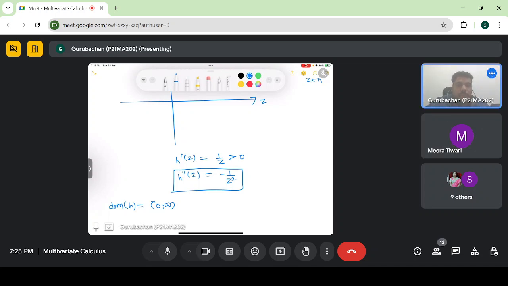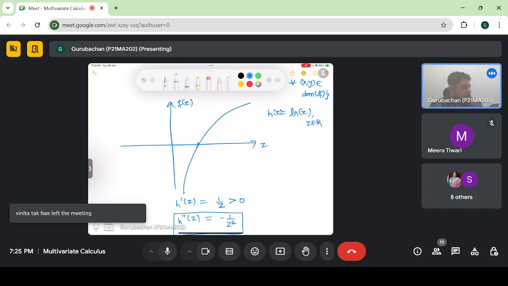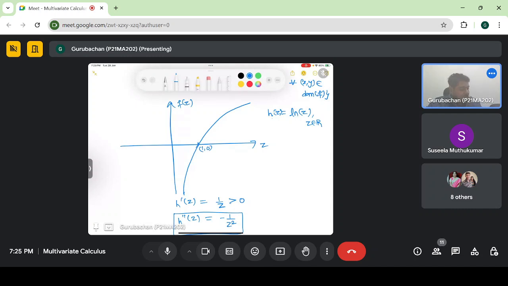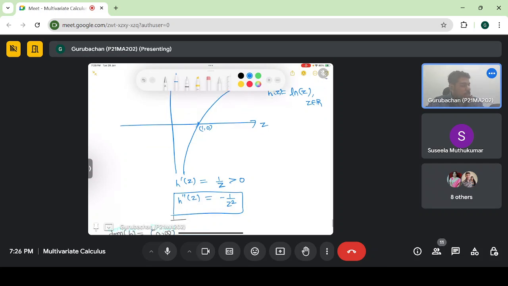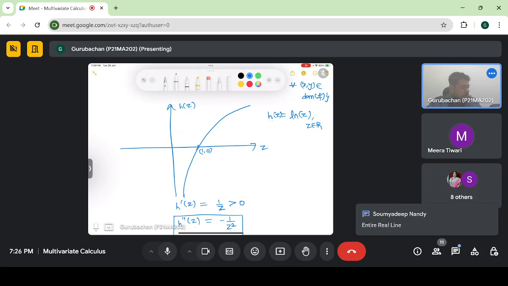I hope everybody is clear. So it is an increasing function. Now you know that at 1, ln 1 is 0, and it goes to minus infinity when x tends to 0. If you draw this graph, since it is an increasing function, it will go to minus infinity, and here it is (1, 0). Tell me the range of this h with the help of this graph. Whole R.